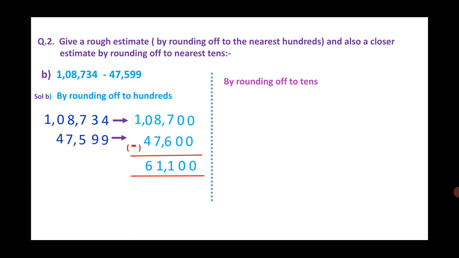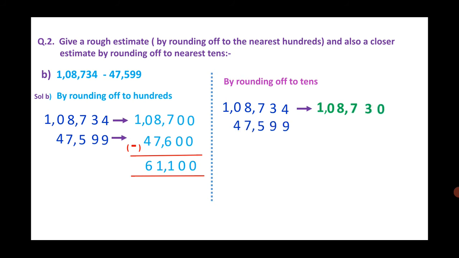Okay, so now rounding off to 10. See, in the tens place what do I have? This is ones and this is tens. So I have 3, and to the right of 3 I have 4. 4 is smaller than 5, so I'm not going to add anything. When I don't add anything, it will simply become 10873, and then that 4 will turn to 0.